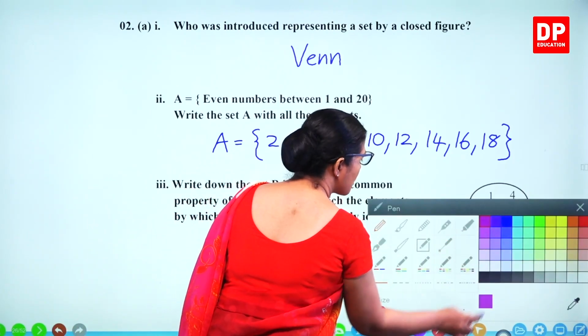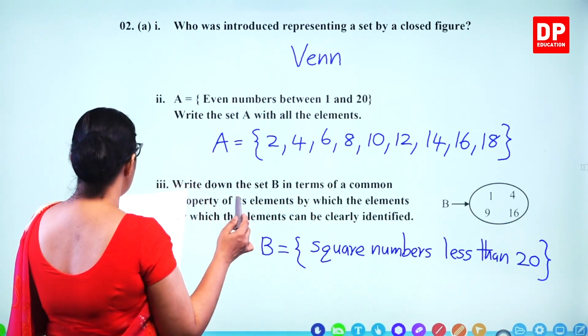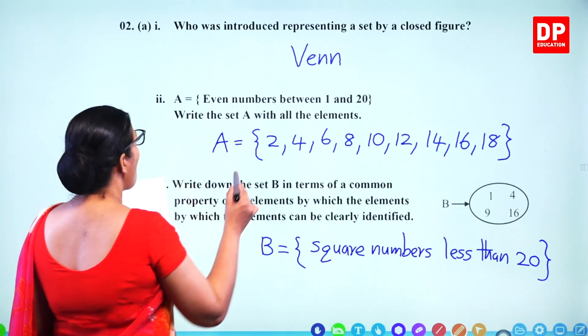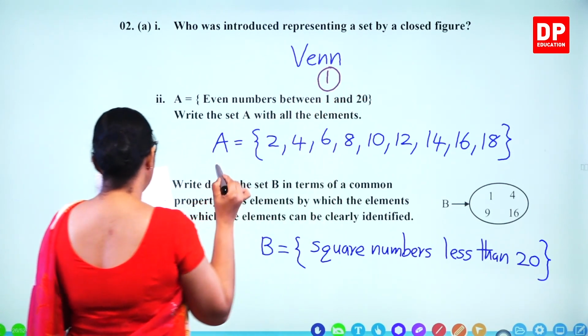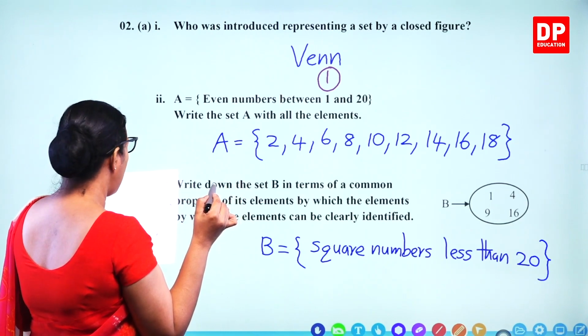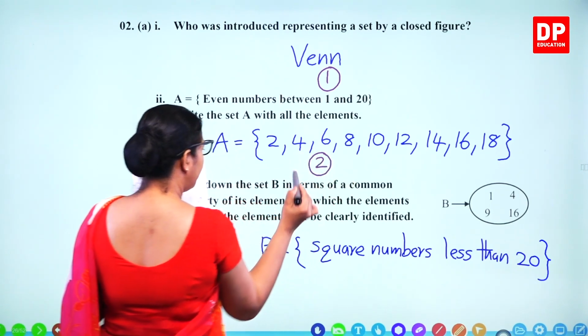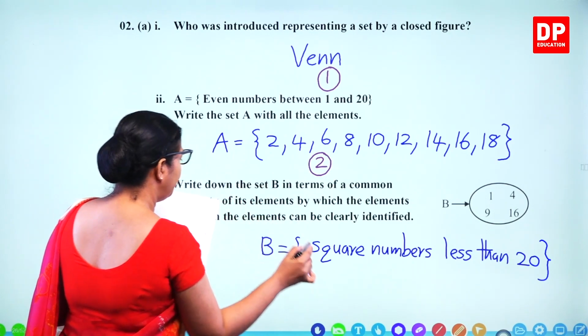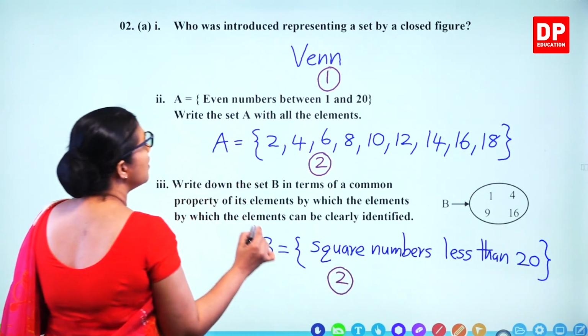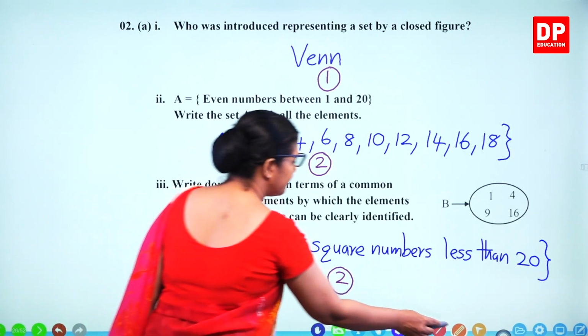So how many marks for these steps? 1 mark here and 2 marks for this one and 2 marks. 5 marks.